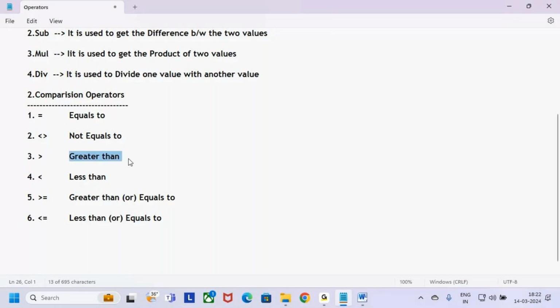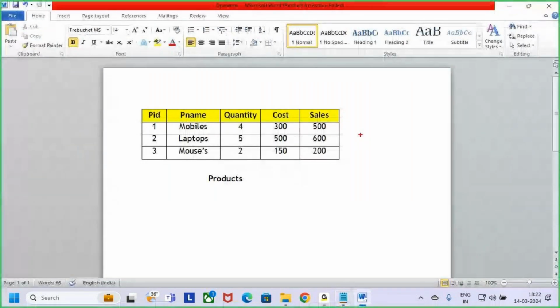And next one is greater than. Now try to understand what my requirement here is. From this table I want to find out the product details where the cost price is greater than 300, guys. Which product cost price is greater than 300? Those products only I want to get in the output. Or I want to identify the products where the cost price is greater than 300. Now how many products are there in this table where the cost price is greater than 300? Only one product. What's that product?